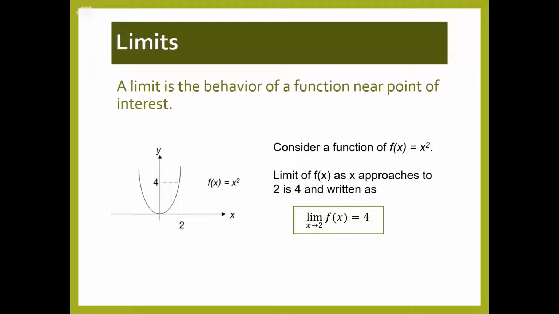Consider a function f(x) equal to x squared. The graph of f(x) has a height of 4 when x equal to 2. Whenever x is close to 2, the height is getting very close to 4. Thus, the limit of f(x) as x approaches 2 is equal to 4 and written as follows.